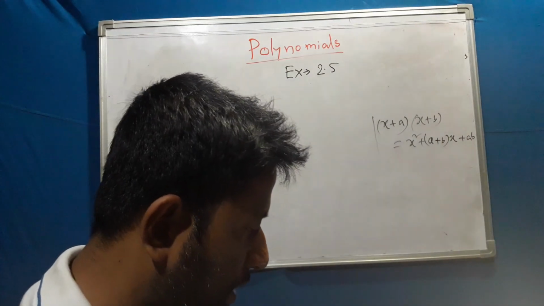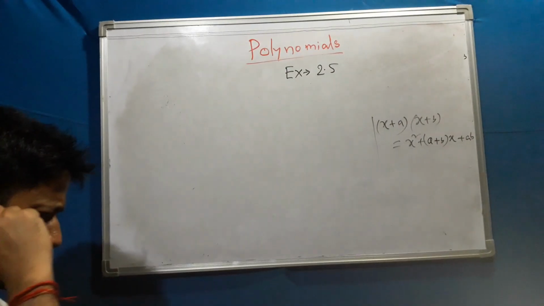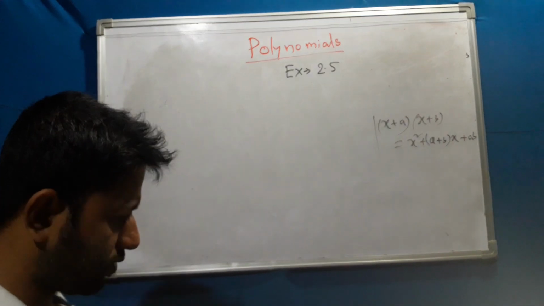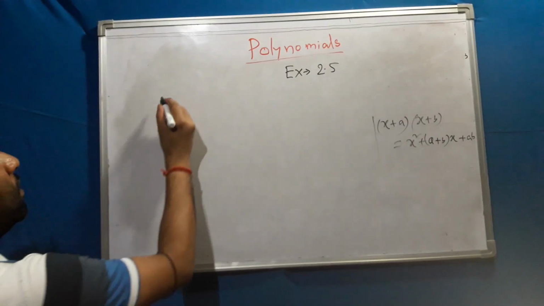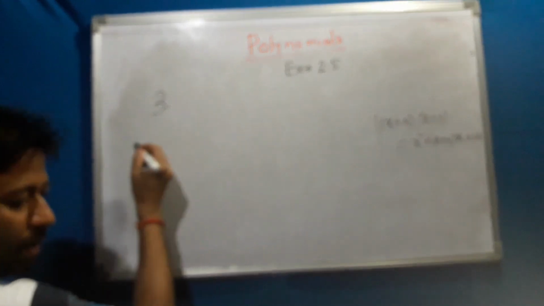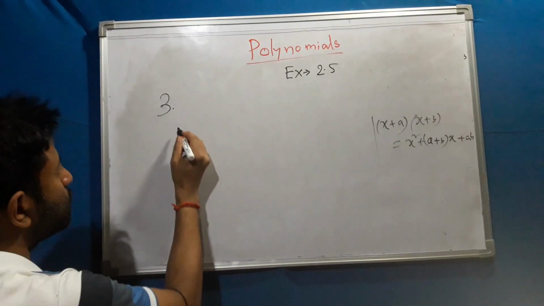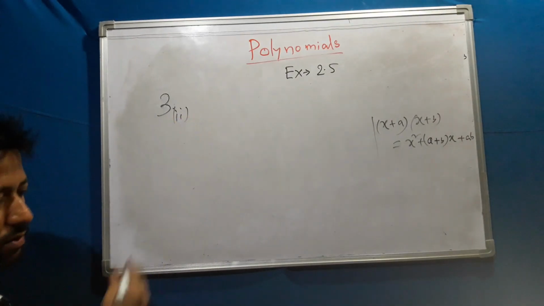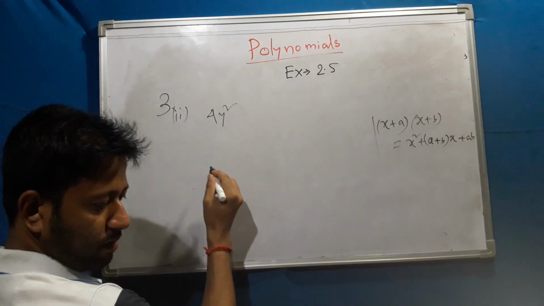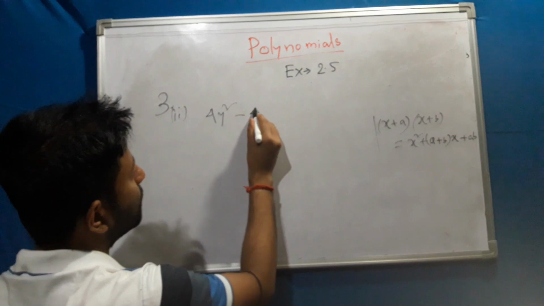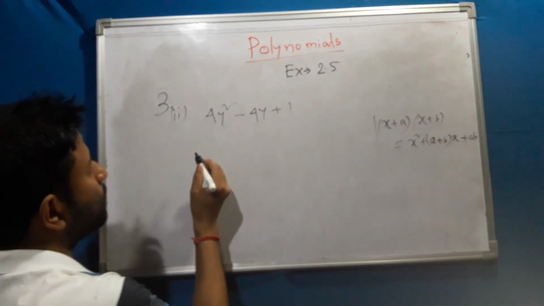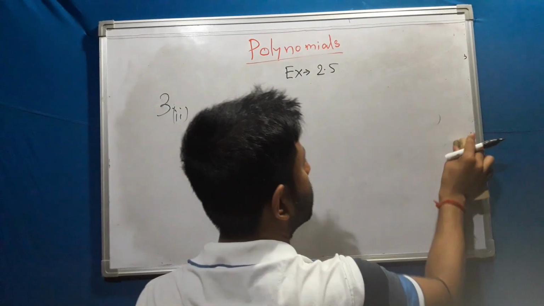They have given: factorize the following using appropriate identities. Okay, so this is very easy. I'm doing just one. I'm doing question number 2. So what does question number 2 say? 4y square minus 4y plus 1. So you see, this should have identities in it.